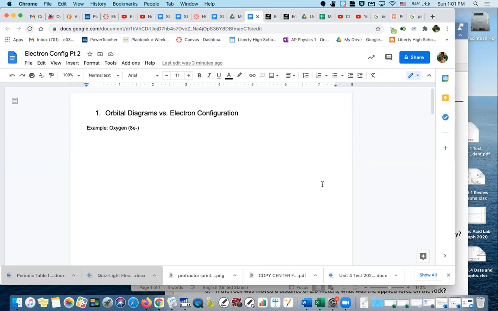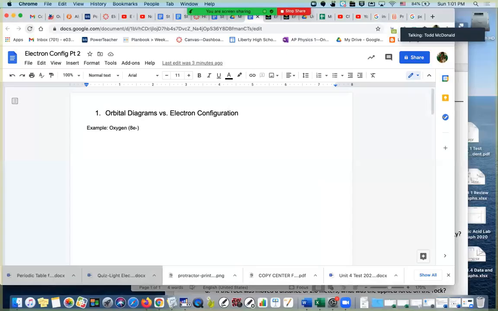So the first thing to talk about here is there is a difference between what we call orbital diagrams and electron configuration. And so I thought I would just show you an example of oxygen. Oxygen has 8 electrons. And so if we were to think about where those electrons are, typically we start with this right here, 1s. We can put 2 electrons in, right? So we draw these up and down. Then we would move on after the 1s, since you can only fit 2, you move on to the 2s, you put 1 up, 1 down.